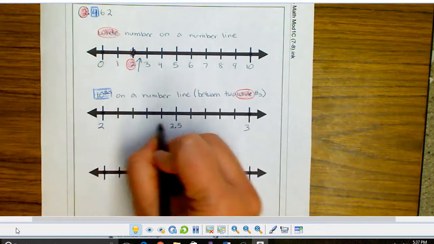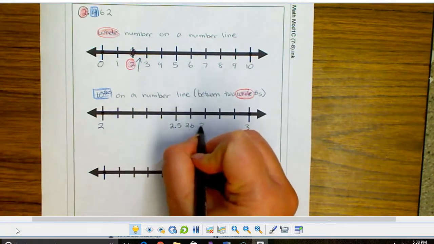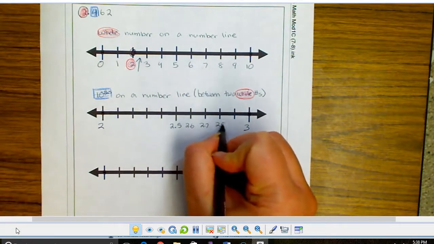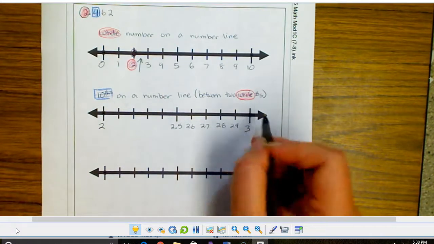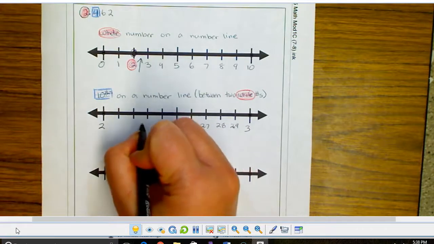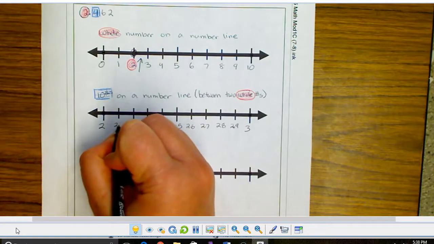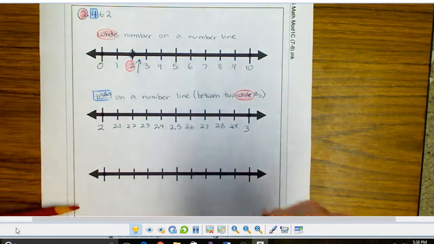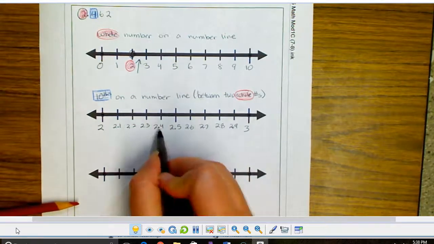Okay, you can go whichever direction you feel most comfortable, to the right or to the left. If you want to go 2.6, 2.7, 2.8, 2.9, and then look, this is 3, so it would be like 3.0. Okay, 2.4, 2.3, 2.2, and 2.1. Okay, so now we're trying to place 2 and 4 tenths. Do we have that on here? We sure do, right here.